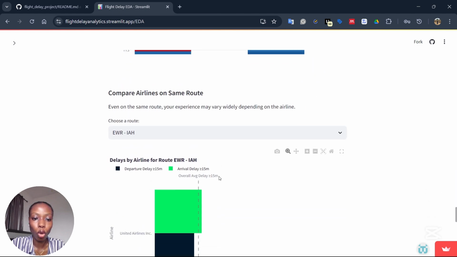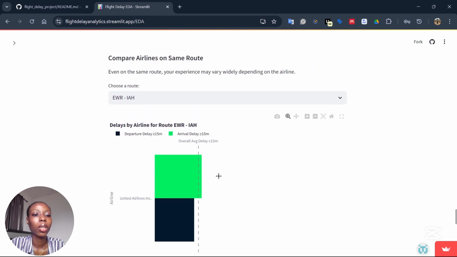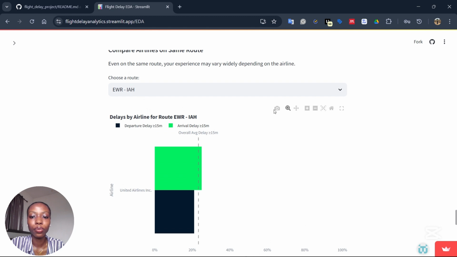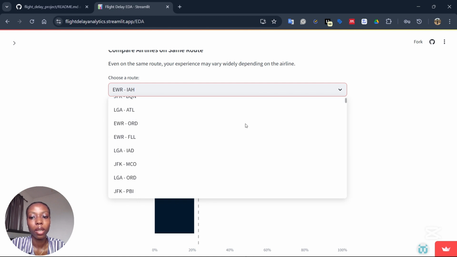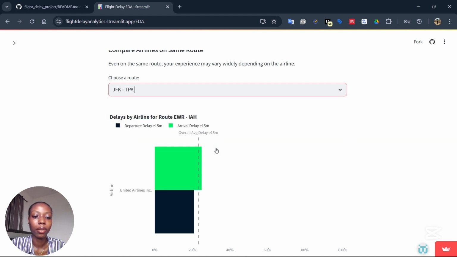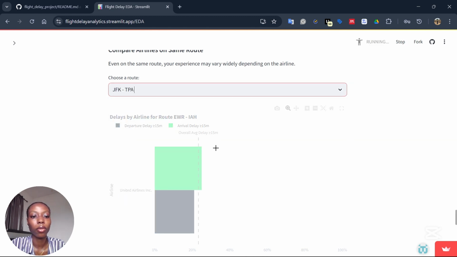So moving on to compare airlines on the same route. Even on the same route, your experience may vary widely depending on the airline. This route actually adds one airline. So let's look for another example of routes with more than one airline. Let's take this one for example.